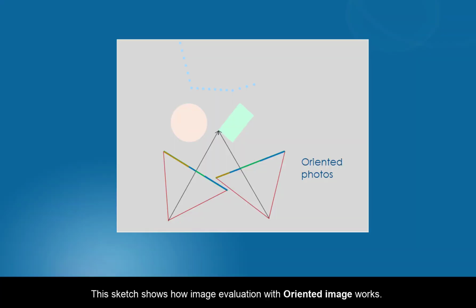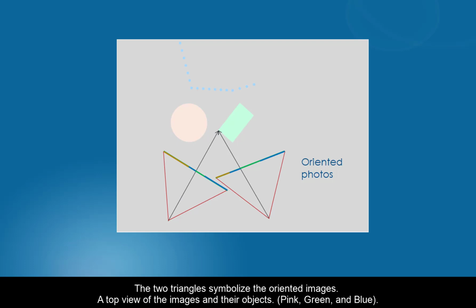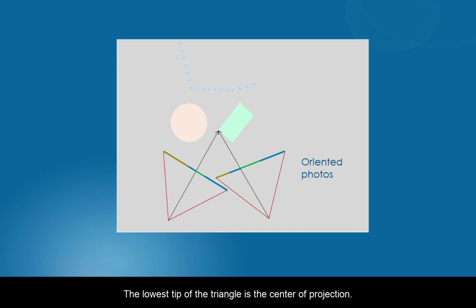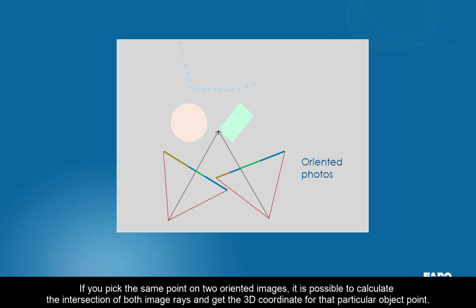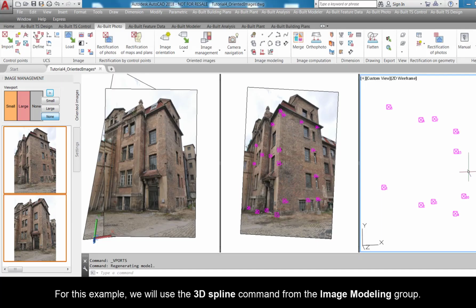This sketch shows how image evaluation with oriented image works. The two triangles symbolize the oriented images, a top view of the images and their objects, pink, green, and blue. The lowest tip of the triangle is the center of projection. If you pick the same point on two oriented images, it is possible to calculate the intersection of both image rays and get the 3D coordinate for that particular object point. For this example, we will use the 3D Spline command from the Image Modeling group.